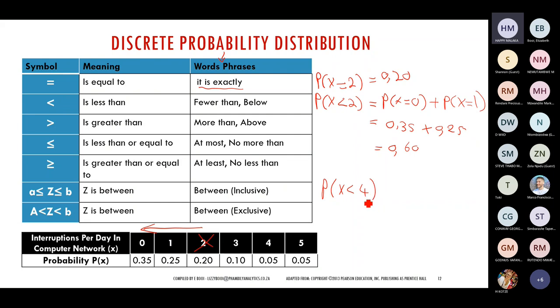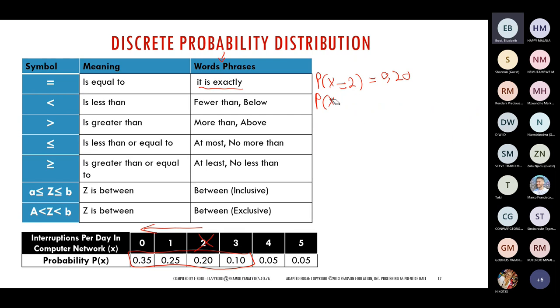Okay, I think we're going to add all from 0, 1, 2, and 3. Yes, because they're less than 4. You're going to add all this together, which equals 0.9. All right, so you get the grip of everything, right? You understand. I'm just going to erase this because I'm going to run out of space.